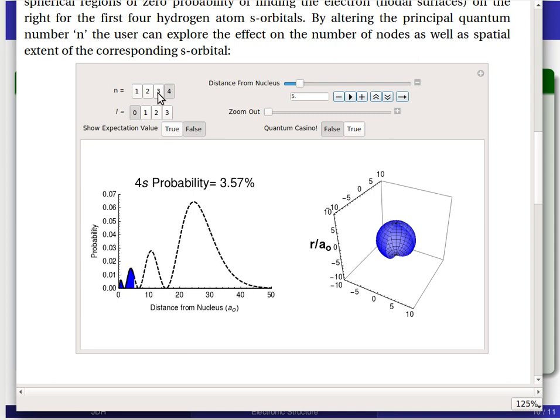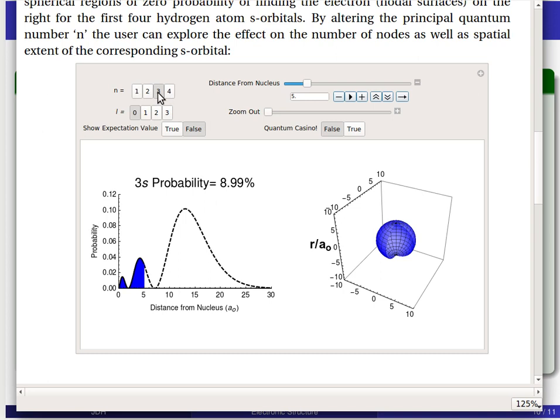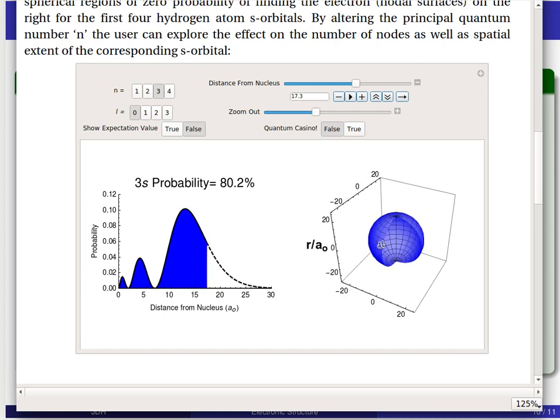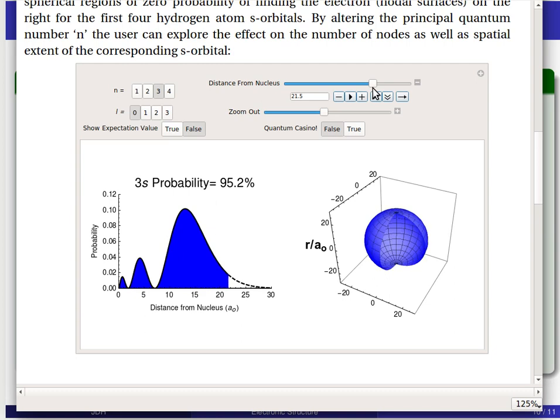So if we're way out here at, say, a 3s orbital, and we want to capture, say, 95% of the probability density, well, we're going to have to zoom way out, so far out that we're going to have to zoom out on our little spherical shell monitor there, in order to get up there into that 95% region. Okay.